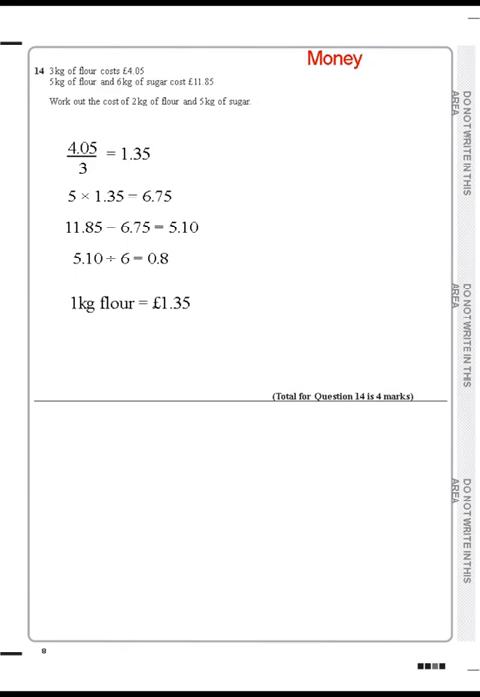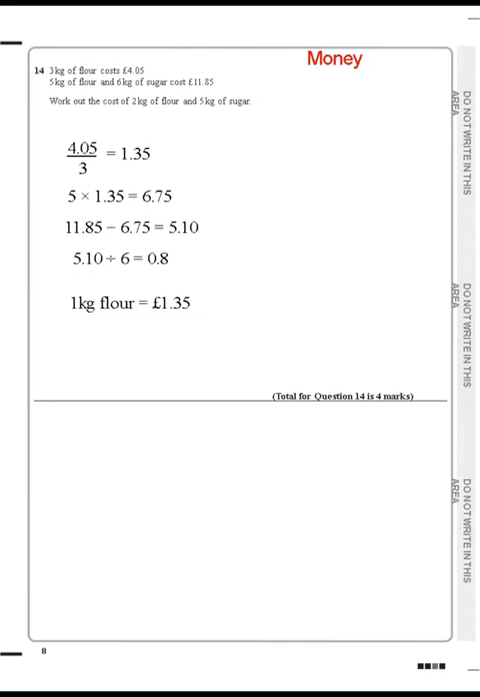Now, we don't know the price for 6 kilograms of sugar. However, we know that the total cost for the 5 kilograms of flour and the 6 kilograms of sugar is £11 and 85 pence. So we can rearrange the formula to work out the cost for 6 kilograms of sugar. So £11 and 85 pence, that's the total cost, minus £6 and 75 pence, that's the price for 5 kilograms of flour, will give us the price for 6 kilograms of sugar, which is £5 and 10 pence.